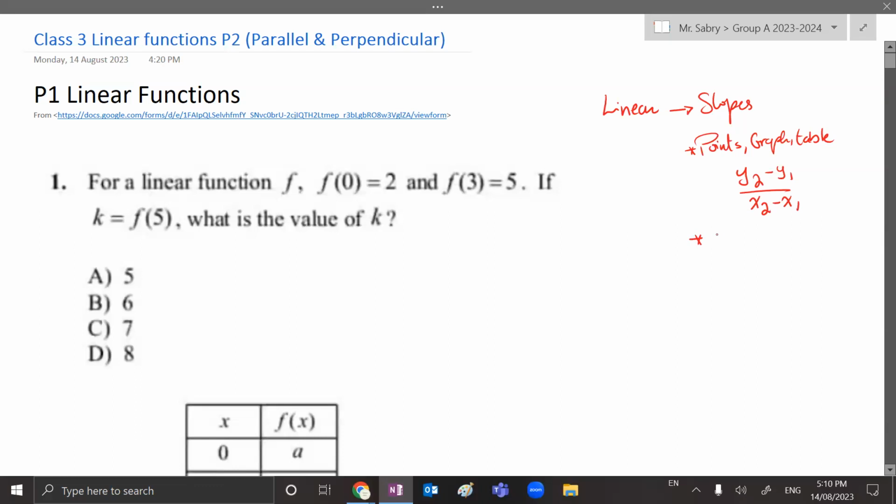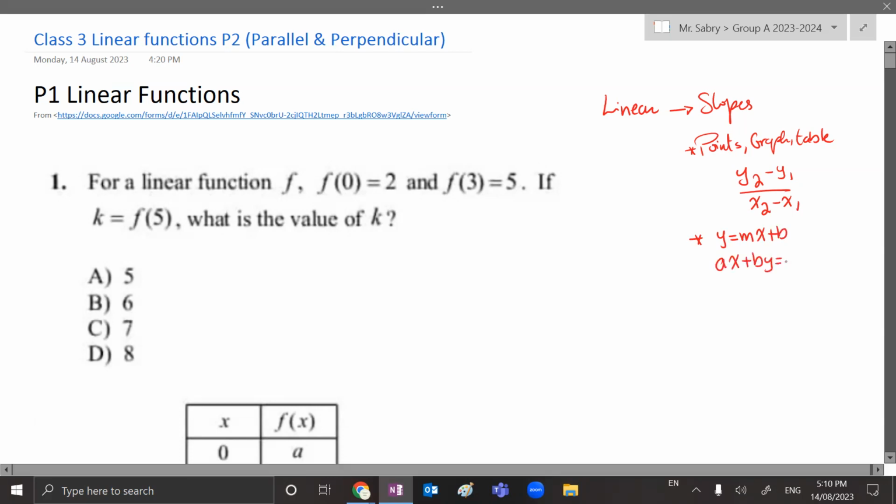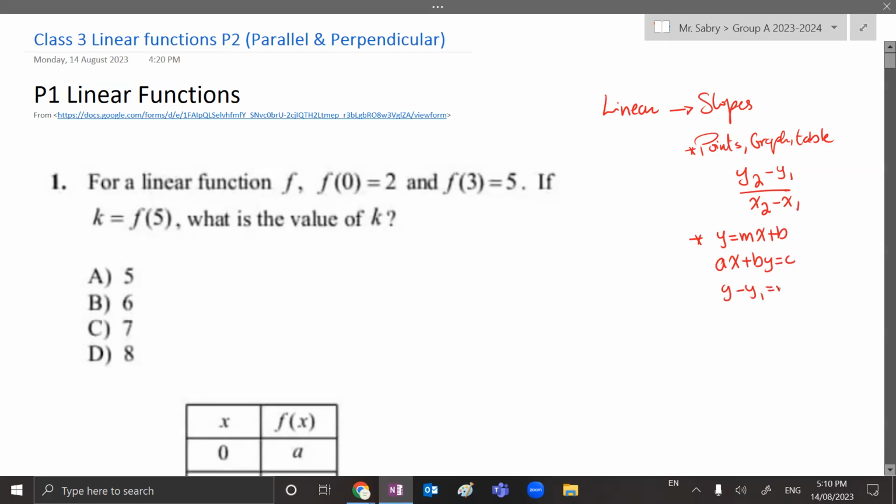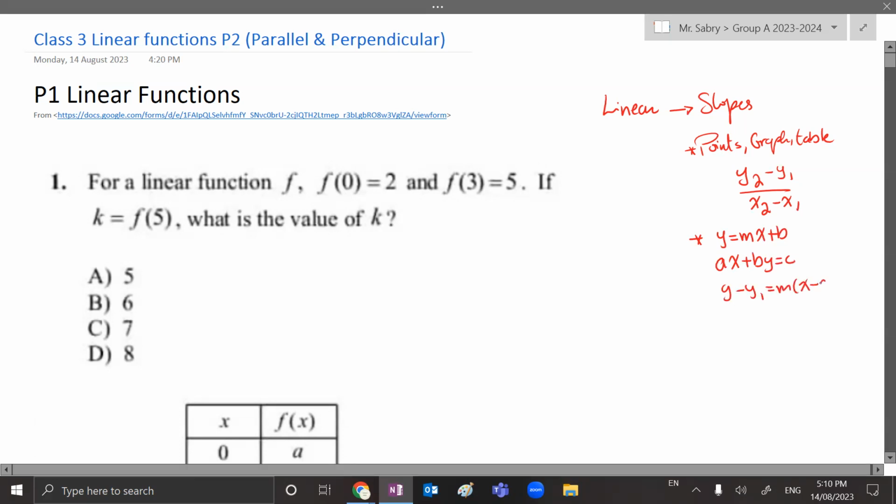أو we could be given one of the equations اللي هما y equals mx plus b أو ax plus by equals c أو y minus y1 equals m bracket x minus x1.